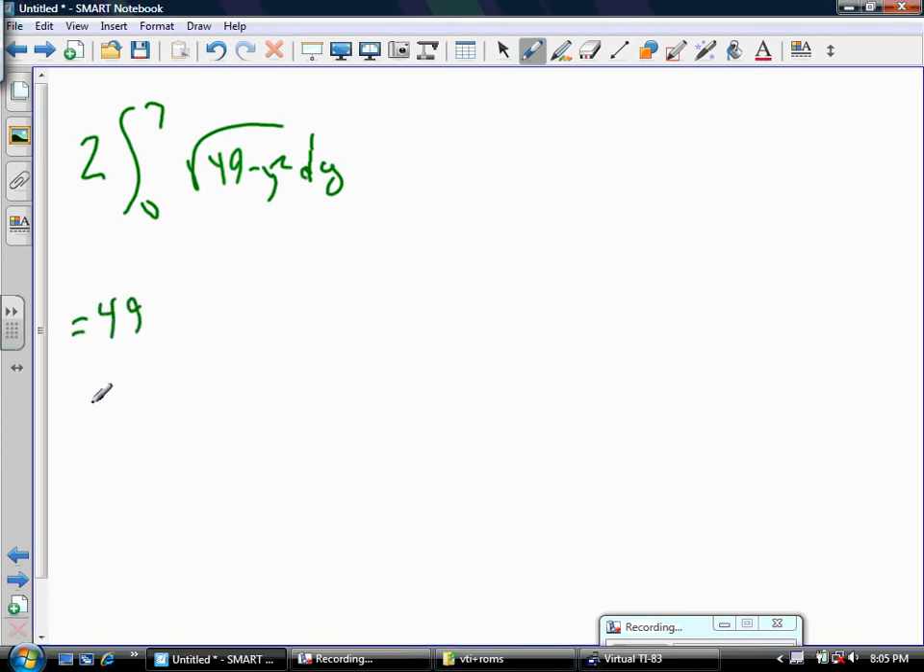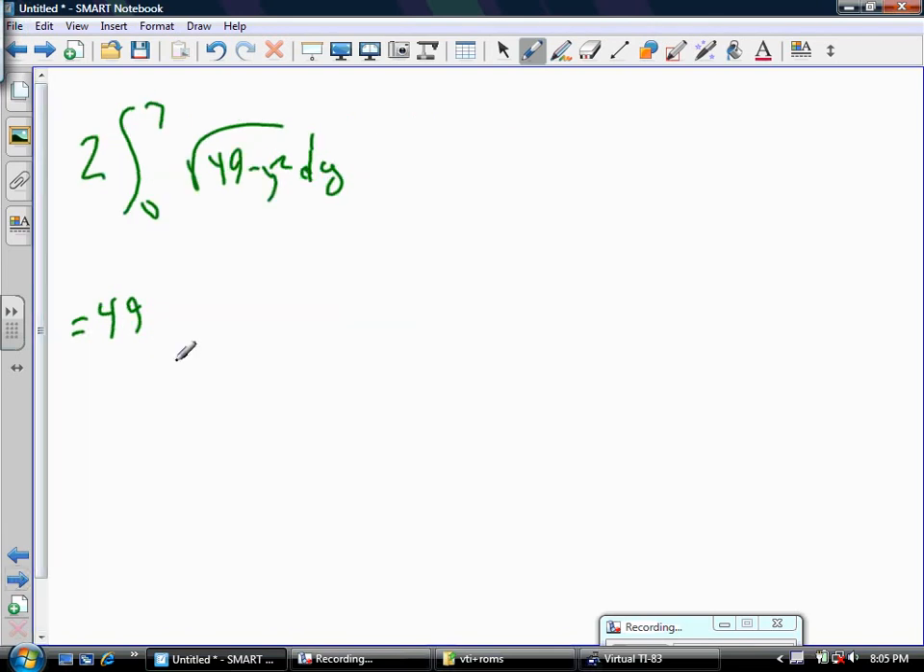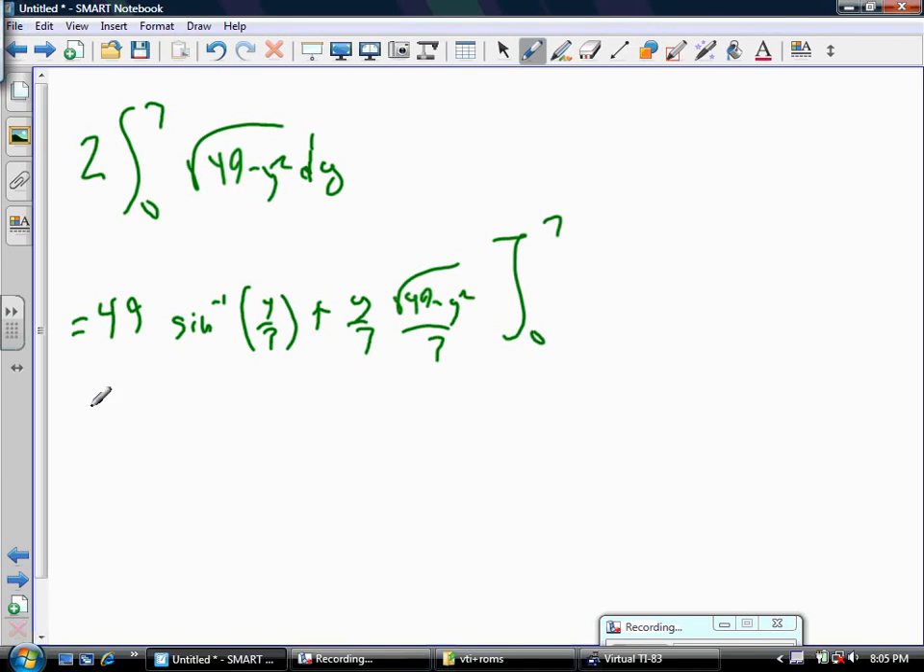It is equal to 49 times, the 2's going away, this mess, right? Arc sine of y over 7 plus y over 7 times rad 49 minus y squared over 7. And this whole mess is being evaluated from 0 to 7.